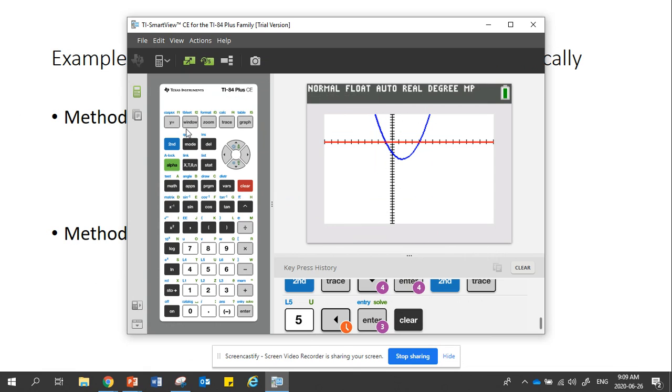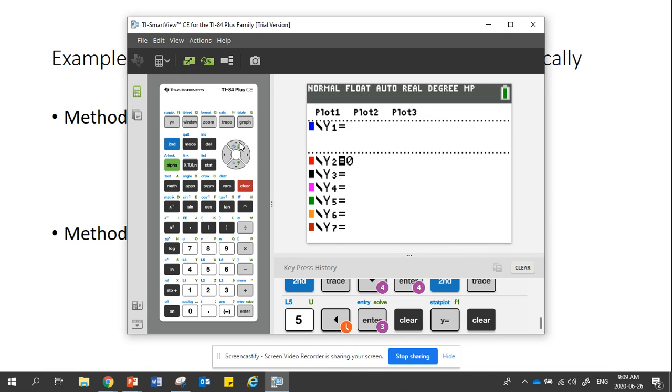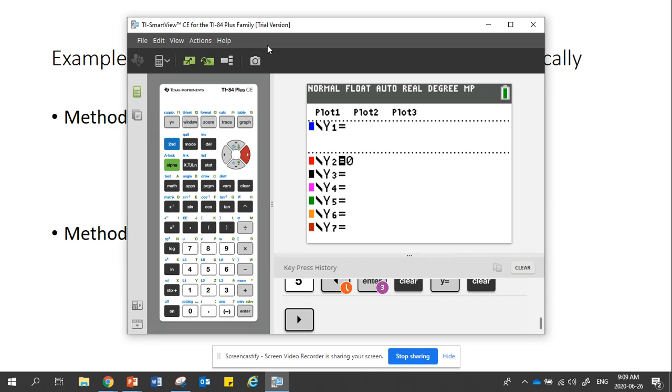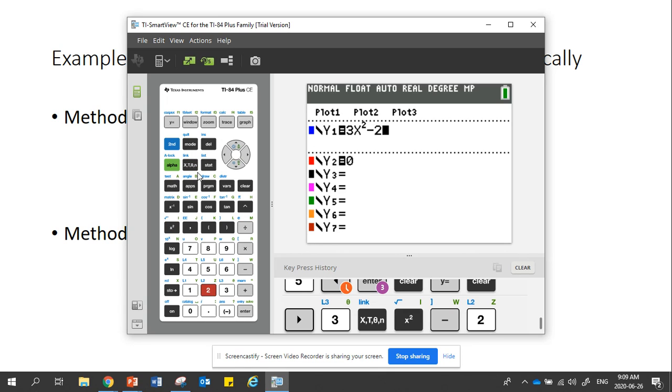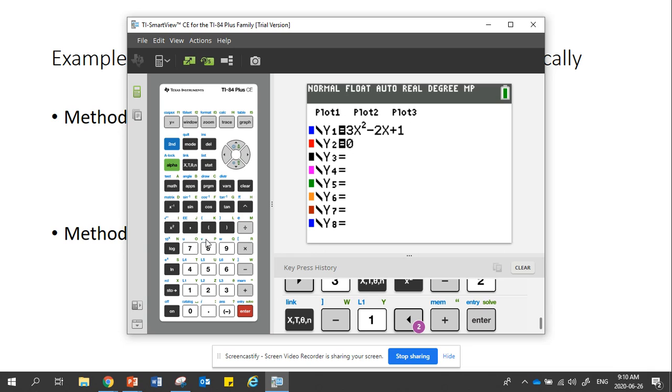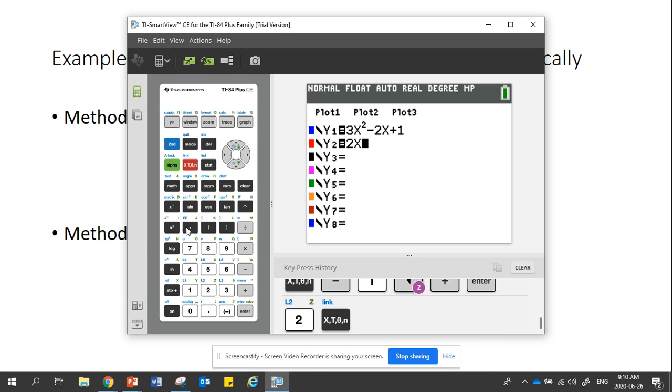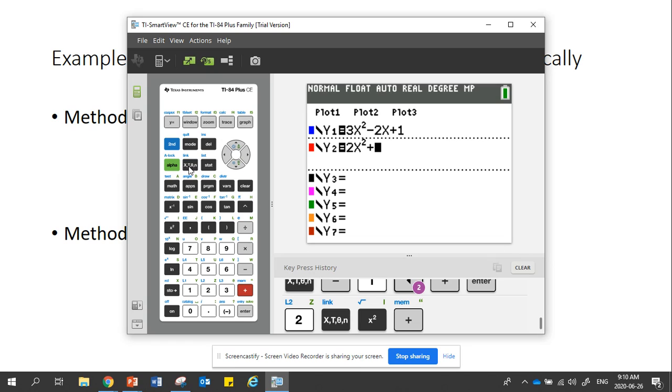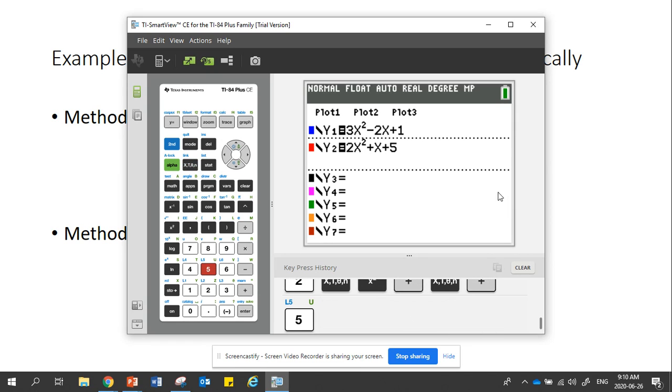So when I do this, we get 3x squared minus 2x plus 1. Sorry, plus 1. And we have 2x squared plus x plus 5. Okay, so when we look at these guys over here, now I'm going to press graph.